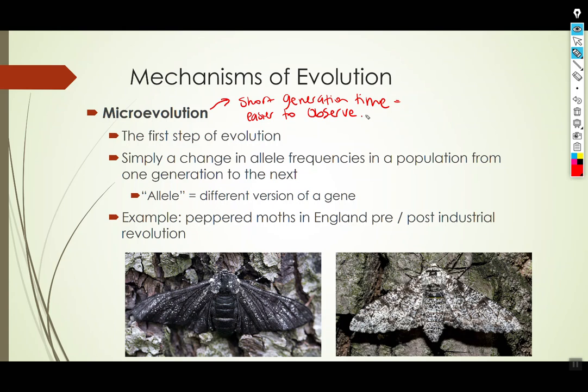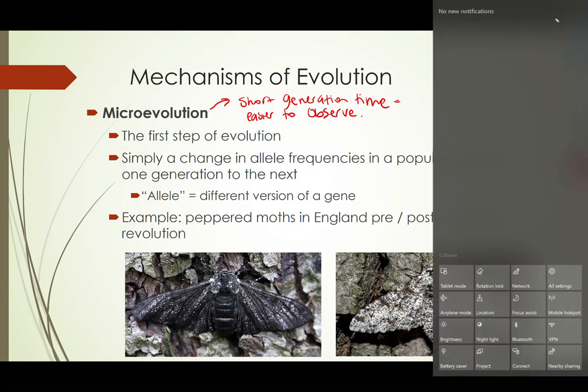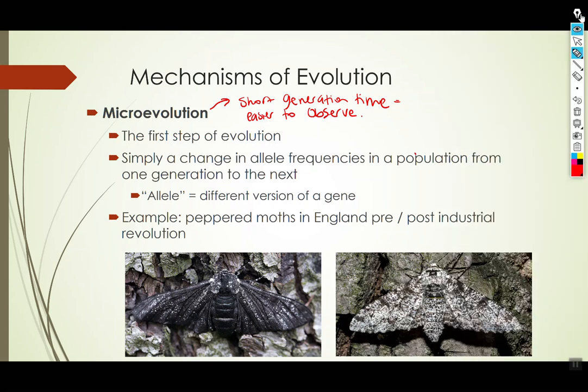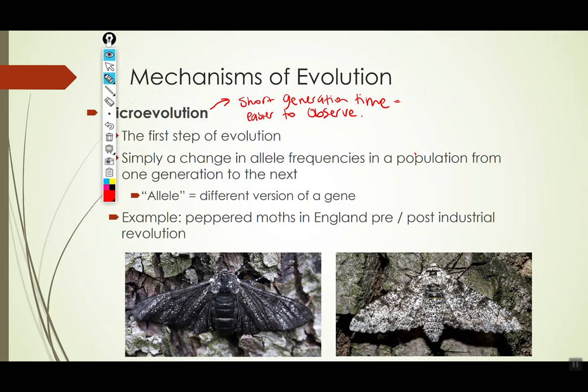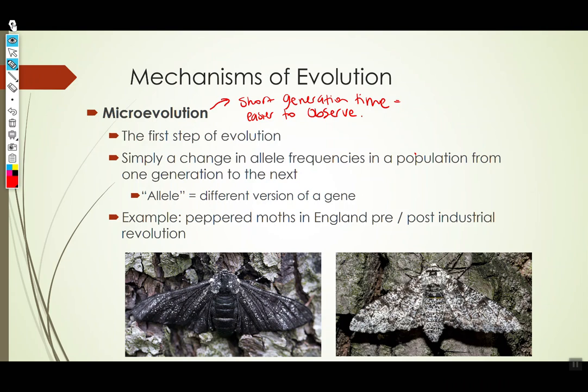Okay, so microevolution is the first step of evolution, and this is just a change in allele frequencies in a population from one generation to the next. Oopsie. I wanted to move my Epic Pen, not open a notifications pane. There we go. Okay, so an allele is a different version of a gene, and you guys have all done Punnett squares by now, so you know this.